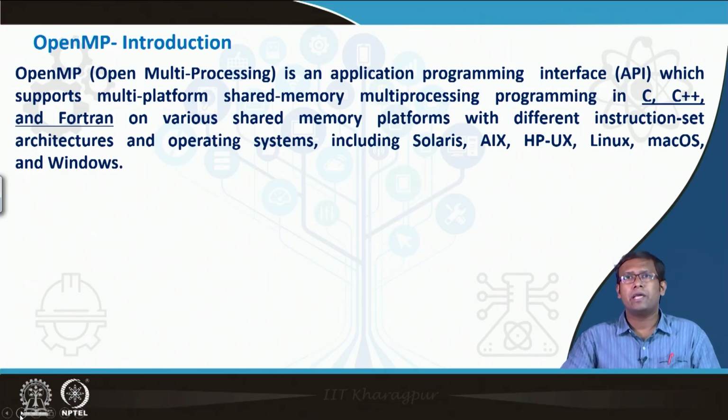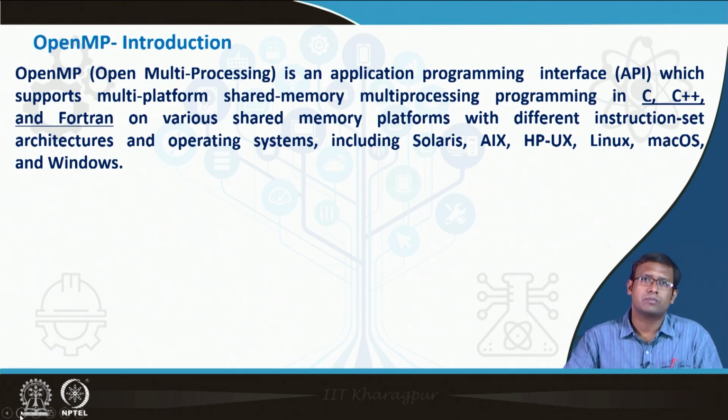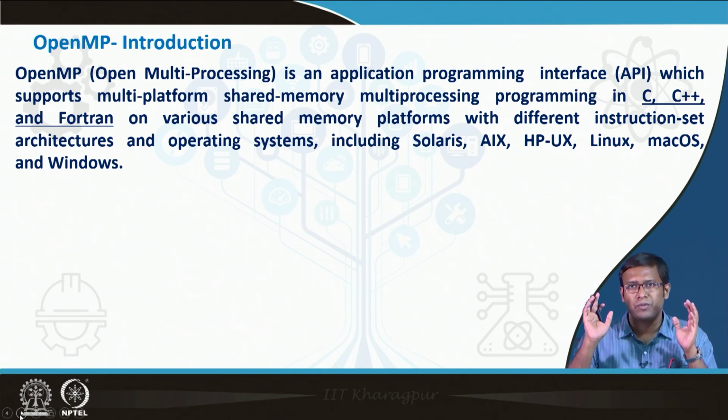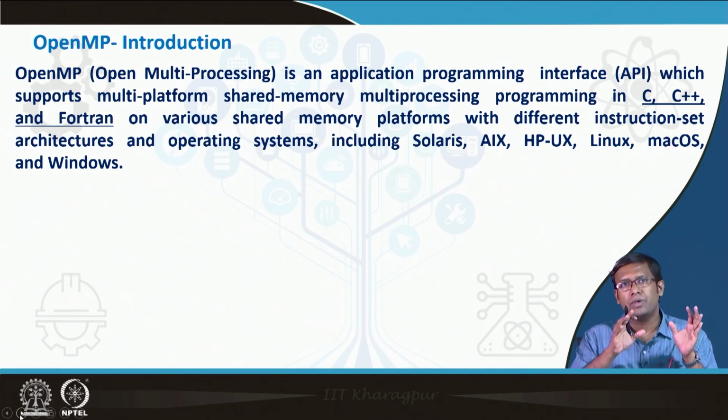OpenMP is an application programming interface or API which supports multi-platform shared memory multiprocessing programming. It can be used in different platforms of shared memory multiprocessing programming using C, C++ and Fortran, and this is very important. OpenMP cannot be used directly. You cannot just write an OpenMP program. You have to write a C, C++ or Fortran program on which you can use OpenMP as library function calls, and it's an API.